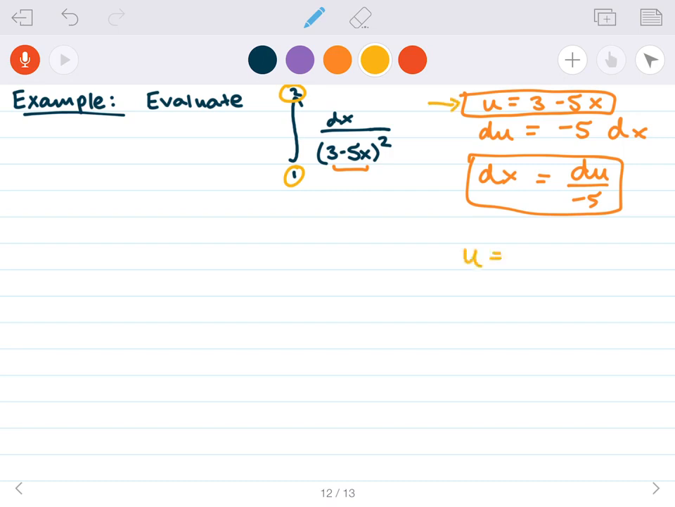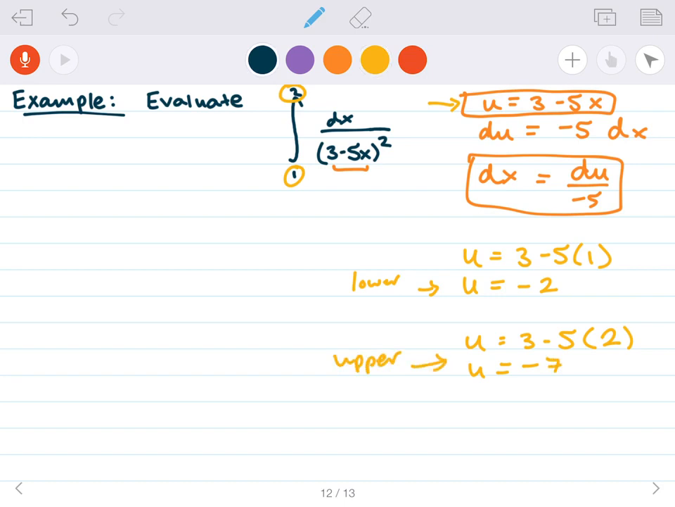So u is going to equal 3 minus 5 times 1 for the lower bound. So u is going to be negative 2 for the lower bound. And u is going to be 3 minus 5 times 2 for the upper bound. So this is going to give us negative 7. So this is my upper.